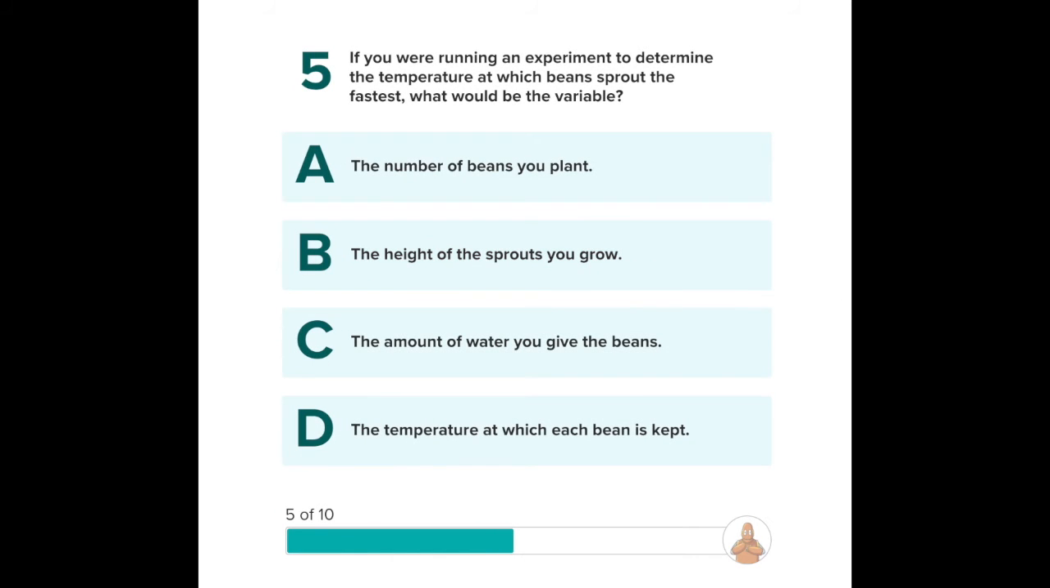Number 5. If you were running an experiment to determine the temperature at which beans sprout the fastest, what will be the variable? Since you are running an experiment to determine at what temperature the bean will grow the fastest, the variable will be D, the temperature at which the bean is kept.